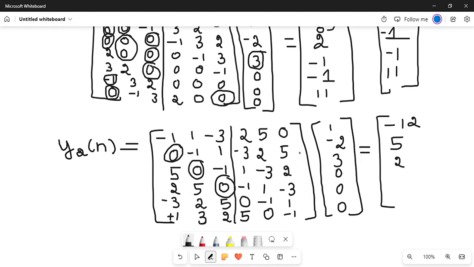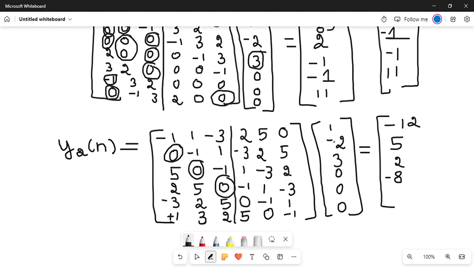Right? And here 2 into 1 is 2. And 5 into minus 2 is minus 10. Fine. So it is 2 minus 10. So 10 minus 2 is how much? 8. So minus 8. So we have to put the greater value's sign.